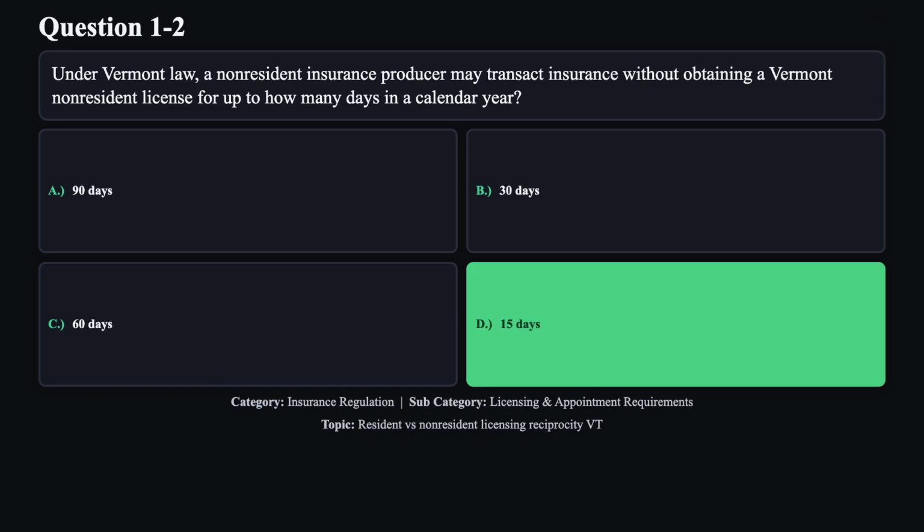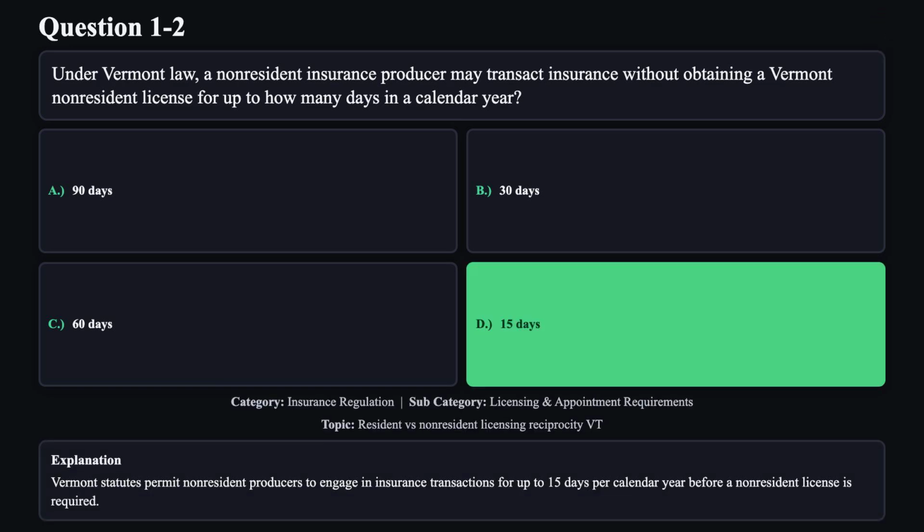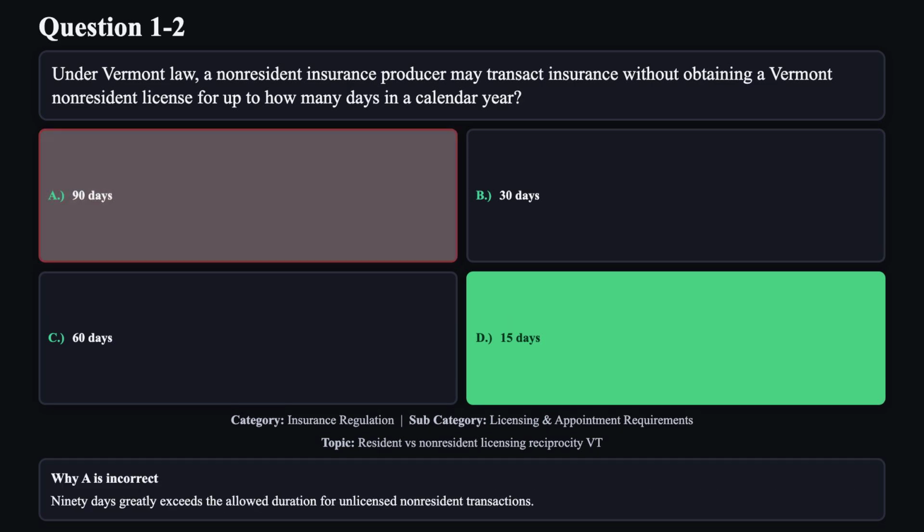The correct answer is D. Vermont statutes permit non-resident producers to engage in insurance transactions for up to 15 days per calendar year before a non-resident license is required. Reason A is not correct. 90 days greatly exceeds the allowed duration for unlicensed non-resident transactions.